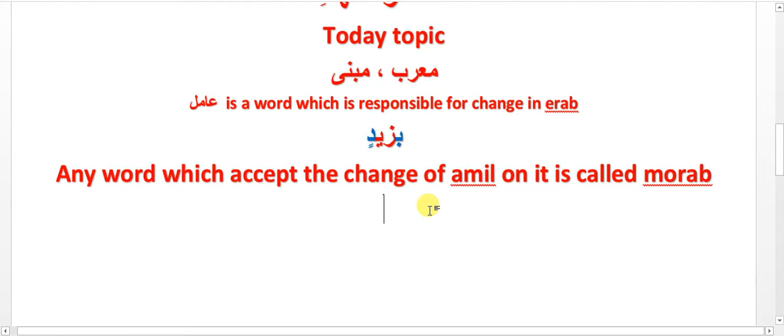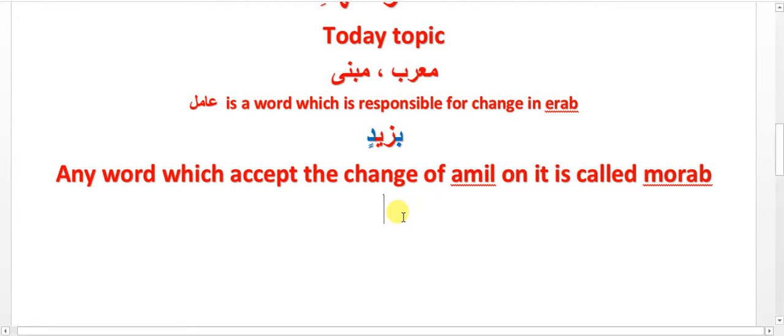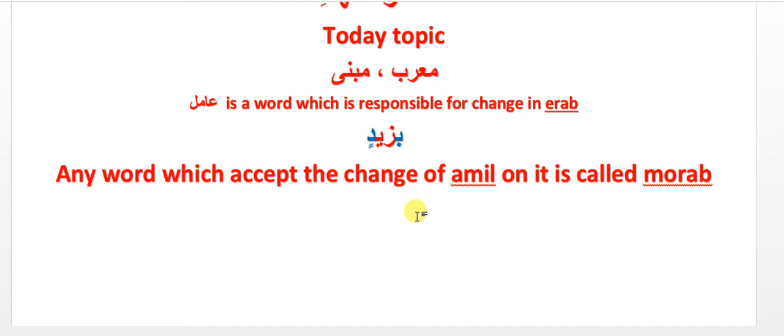If there is amil who gives zair, Zaid accepts zair. So this means words like Zaid. Actually, Zaid is just for the example. Any word which accepts the I'rab of any amil which comes on it is called mu'rab. So when amil makes changes of I'rab on any ism, that word will be called mu'rab.